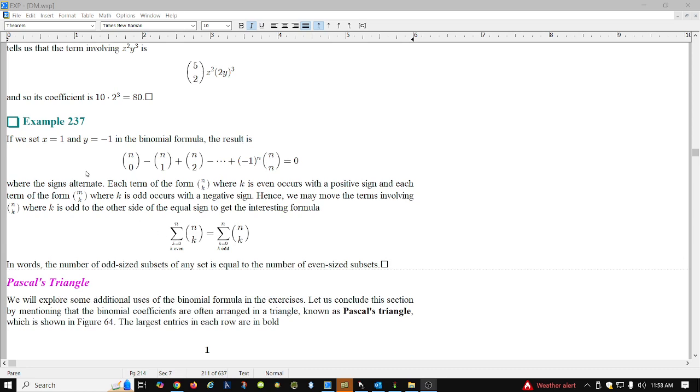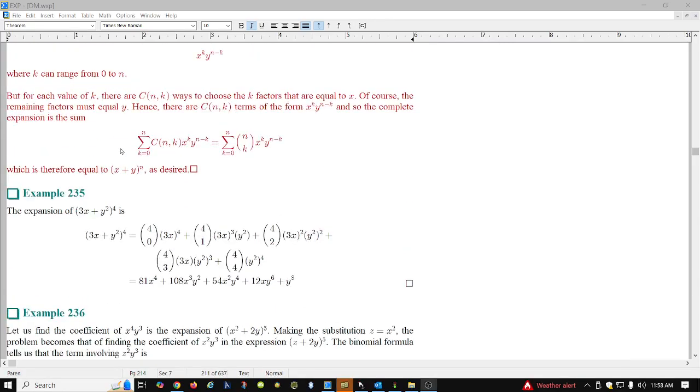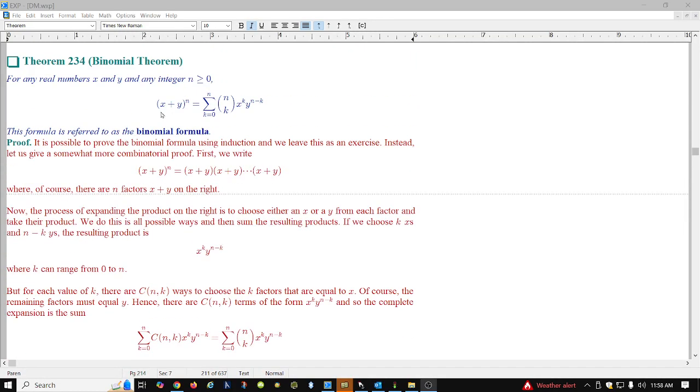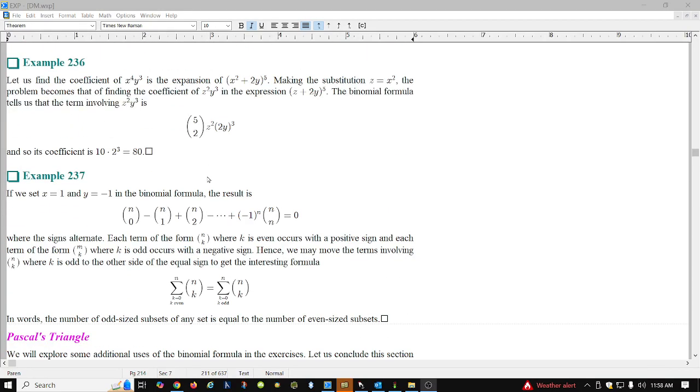Here is, however, an interesting application of the binomial formula. If we set x equal to 1 and y equal to -1 in this formula, we get 0^n here, and what comes out looks like this: n choose 0 minus n choose 1 plus n choose 2. The signs alternate till you get all the way up to n choose n. That's equal to 0.